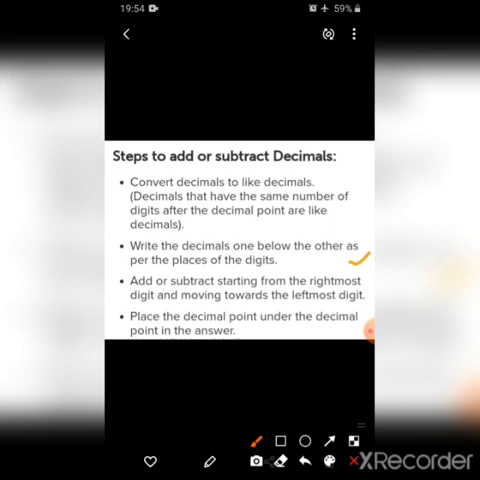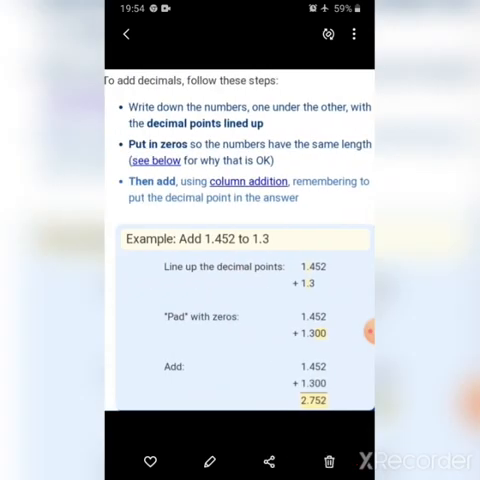Add or subtract starting from the rightmost digit and moving towards the leftmost digit. Place the decimal point under the decimal point in the answer. Write down the numbers one under the other with the decimal points lined up.